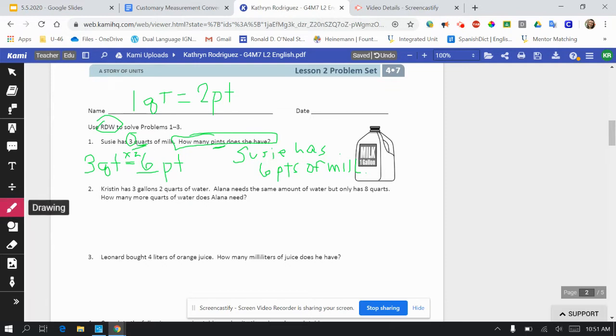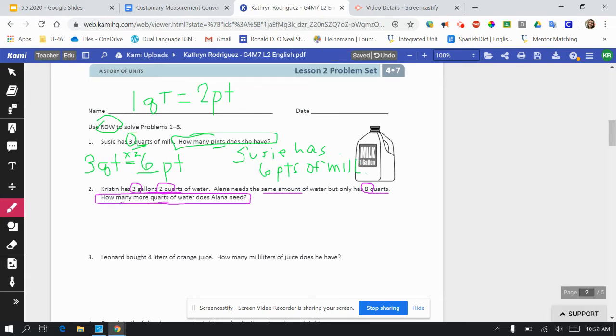Let me go ahead and change my color. Number 2, Kristen has 3 gallons, 2 quarts of water. Elena needs the same amount of water, but only has 8 quarts. How many more quarts of water does Elena need? So please box the question, circle the numbers, underline important information. 3 gallons, 2 quarts, 8 quarts. She needs the same amount, and how many more quarts?